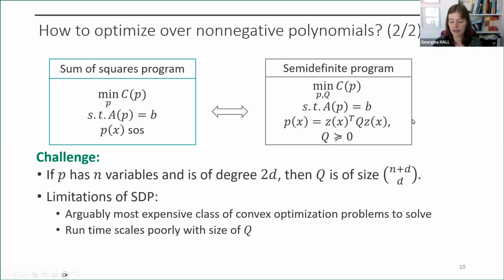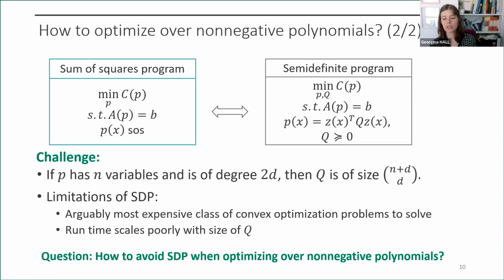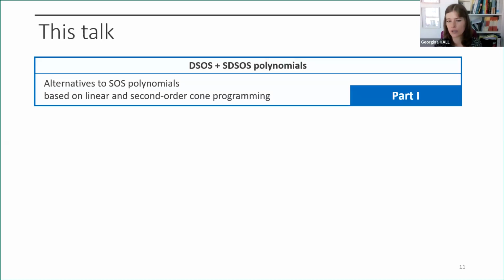And it's quite well established that semi-definite programs are quite expensive to solve. So if you look at all the sets of convex optimization problems that we know how to solve, this is probably the most expensive class of optimization problems to solve. And its runtime really scales poorly with the size of Q. So a key question here is, can we avoid using semi-definite programming? So maybe can we use a different kind of convex programming when optimizing over non-negative polynomials, and how much do we lose by doing so? So that's going to be the focus of the rest of this talk.